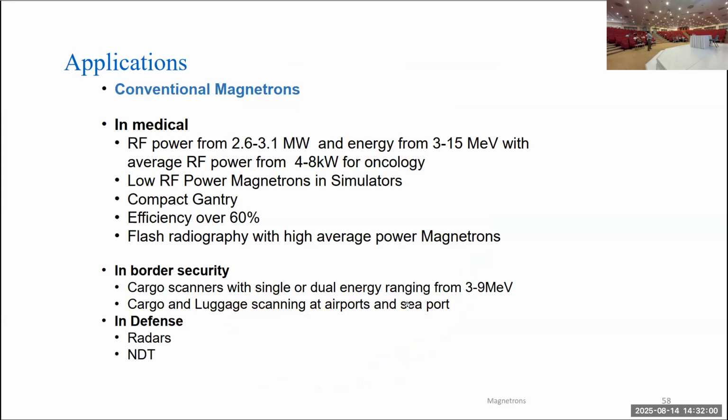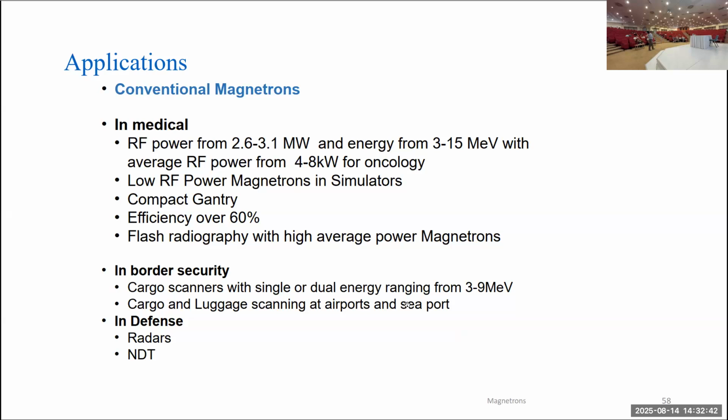So if we talk about conventional magnetrons in medical, RF power is 2.6 to 3.1 megawatt and energy from 3 to 15 MeV, with average RF power from 4 to 8 kilowatt for oncology. Here, this magnetron is used in a linear accelerator, which is used for oncology, and the power of these magnetrons is from 2.6 to 3.1 megawatt, and the average power is 4 to 8 kilowatt.